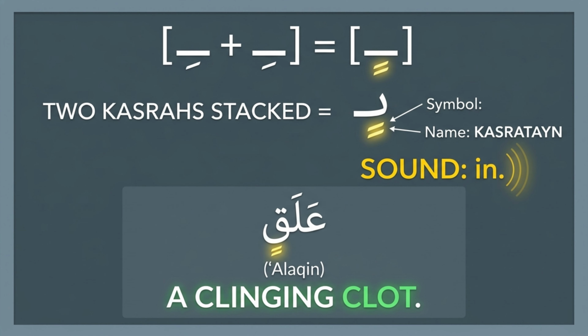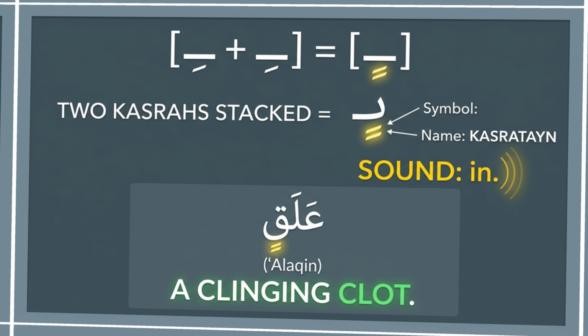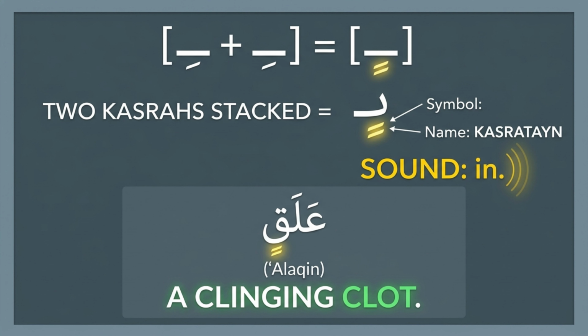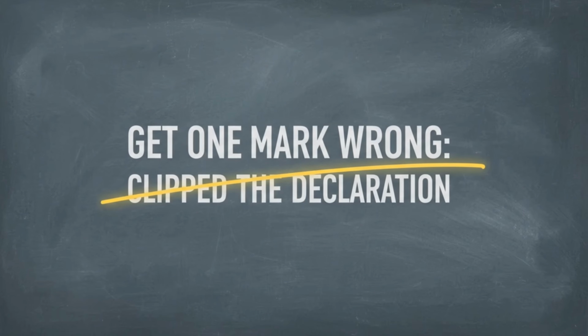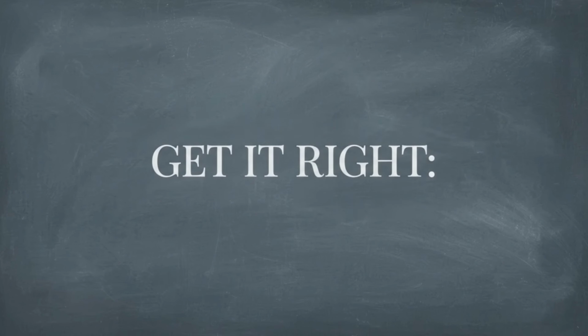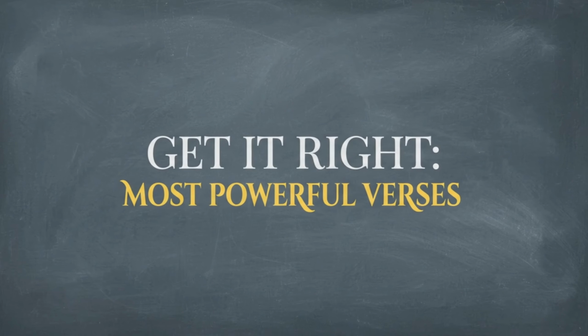2 kasrahs stacked equals kasratain. Sound, in. Alaqin, a clinging clot. That closing in sound, kasratain. And 2 Ḍammahs stacked equals Ḍammatain. Sound, un. Ahadun, one. The last letter of that word carries Ḍammatain. Get that one mark wrong and you've clipped the declaration of Allah's oneness. Get it right and you've recited one of the most powerful verses ever revealed. Perfectly.